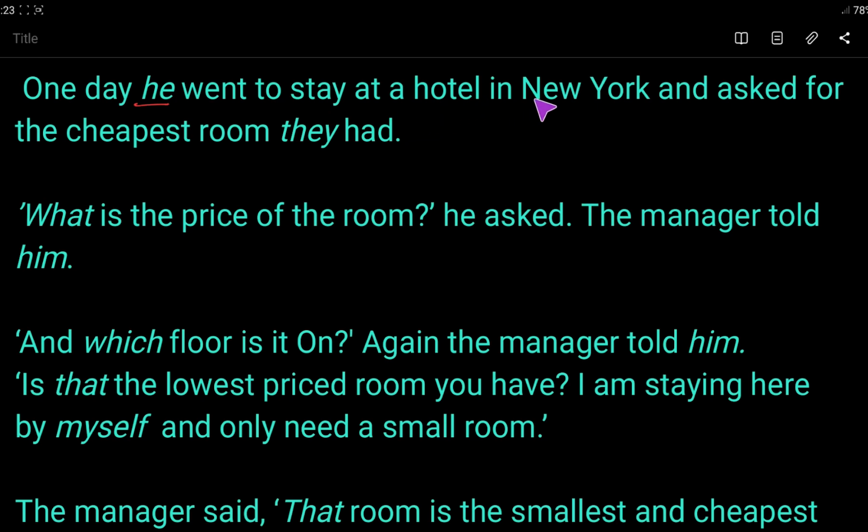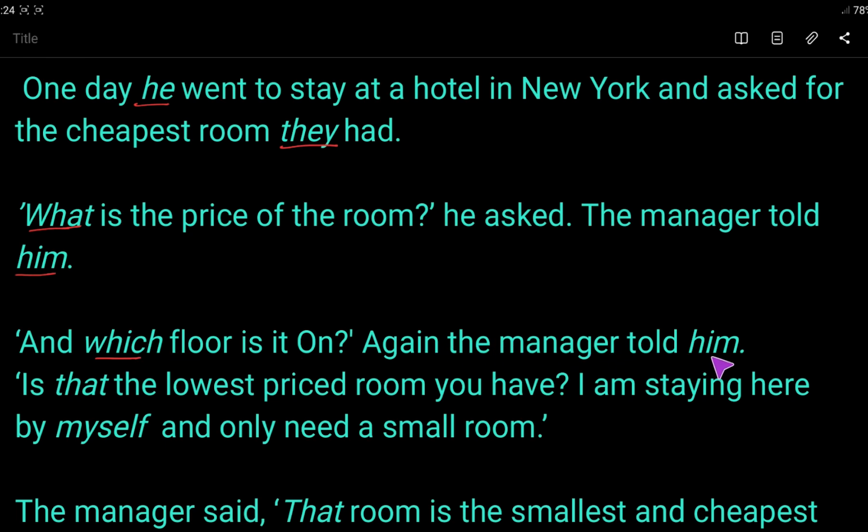and stay at a hotel in New York and asked for the cheapest room they had. This is also a pronoun, personal pronoun, plural form. What is the price of the room? This is an example of interrogative pronoun. Okay. He asked, the manager told him. This is a personal pronoun, just a personal pronoun. And which floor is it on? Here this which is describing floor, so that's why this is an interrogative adjective.